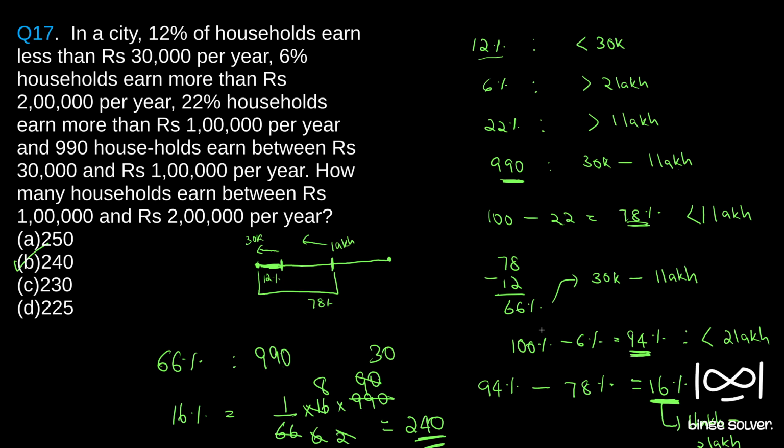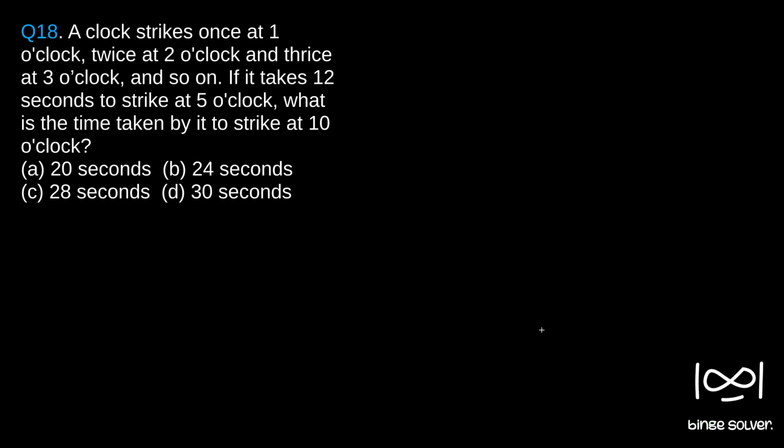Next question, question 18. A clock strikes once at 1 o'clock, twice at 2 o'clock, and thrice at 3 o'clock, and so on. If it takes 12 seconds to strike at 5 o'clock, what is the time taken by it to strike at 10 o'clock? This is a fairly straightforward question.